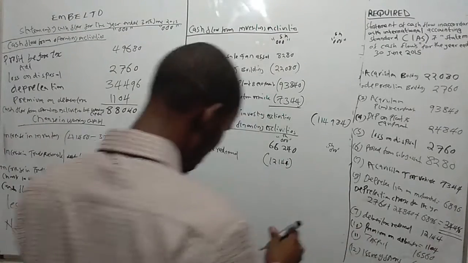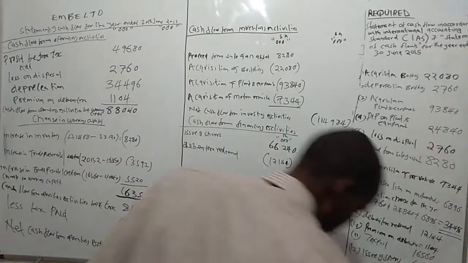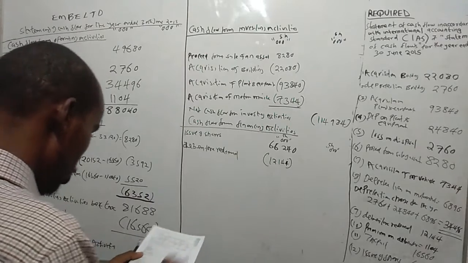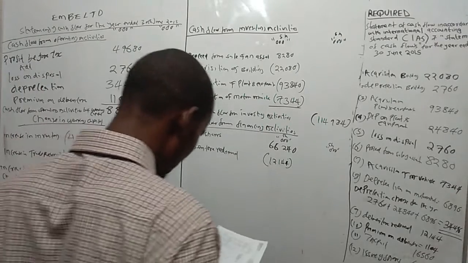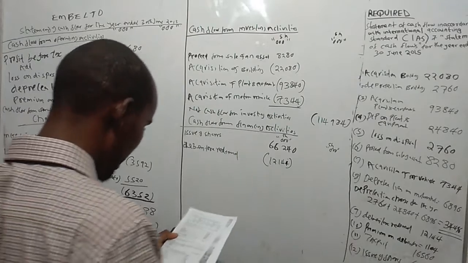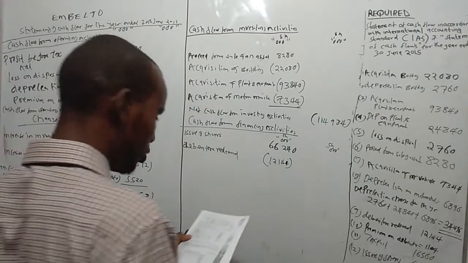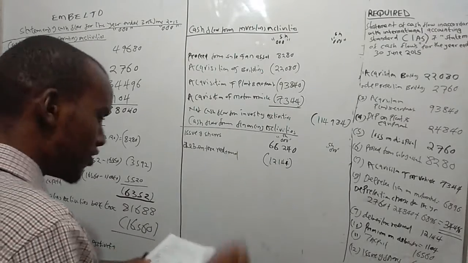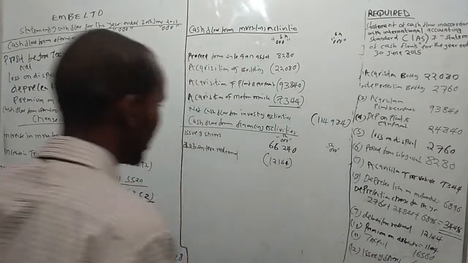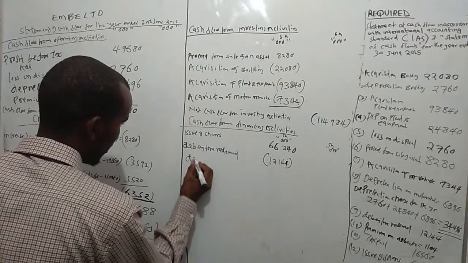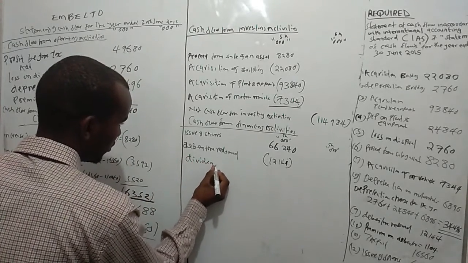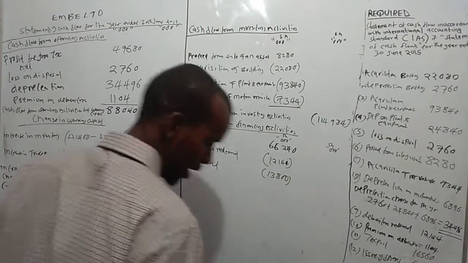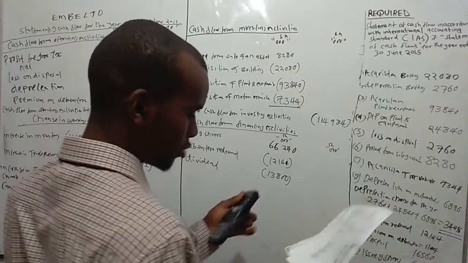Remember, we also have in the question a dividend paid. We're given the interim and the final. So if you add in the income statement, we are told dividend interim is 55.20 and the final 82.80. So the total dividend is 13,800. So we say here dividend of 13,800.